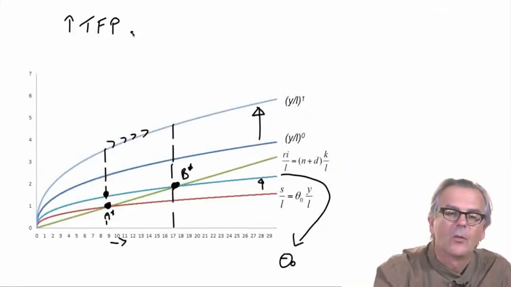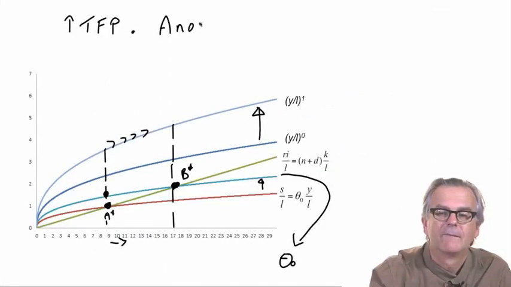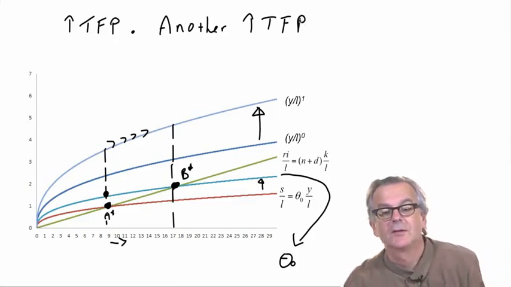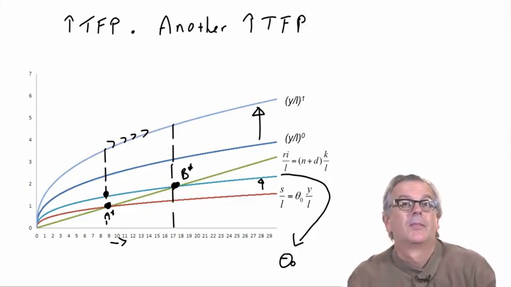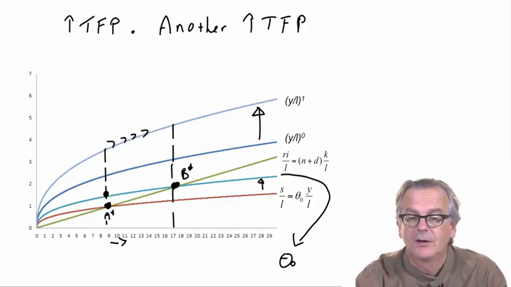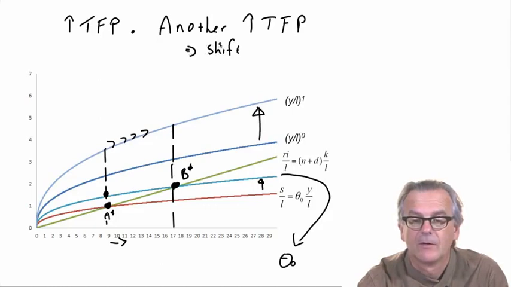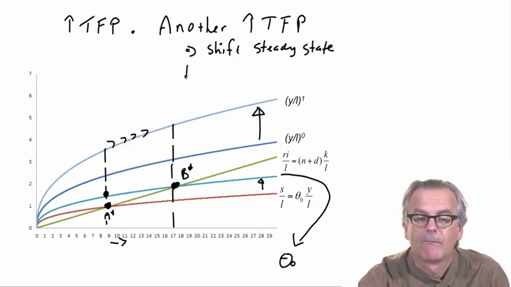story? What if there is another increase in total factor productivity? I won't represent this on the diagram, but you can see, I hope quite logically, that that will once again shift the steady state to the right. And so on.